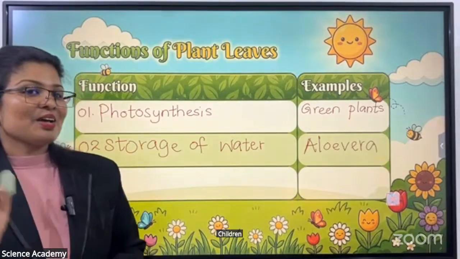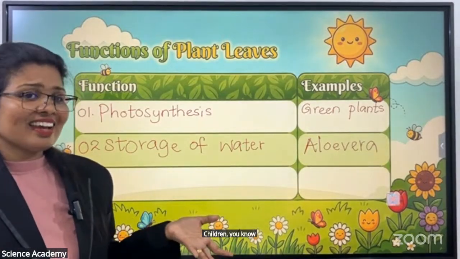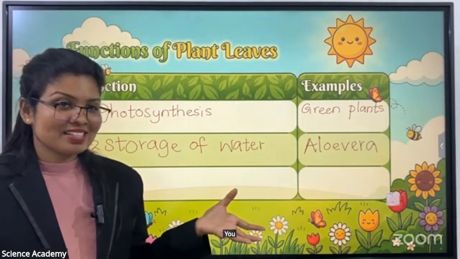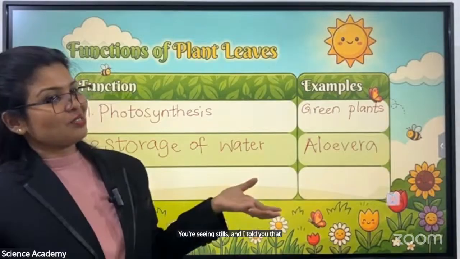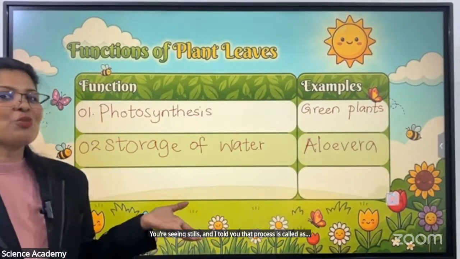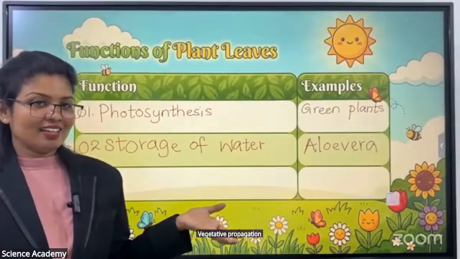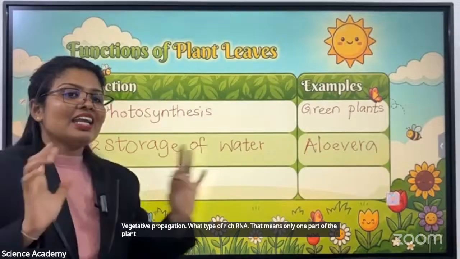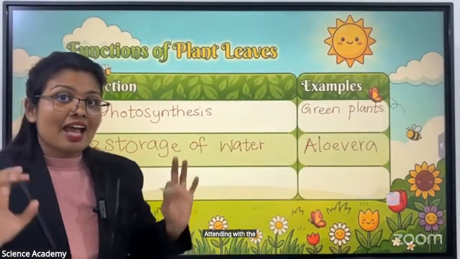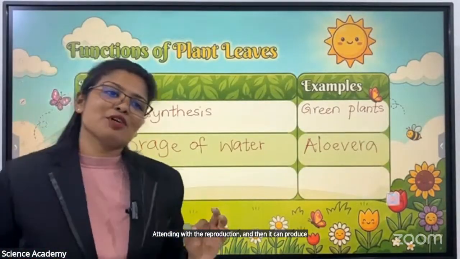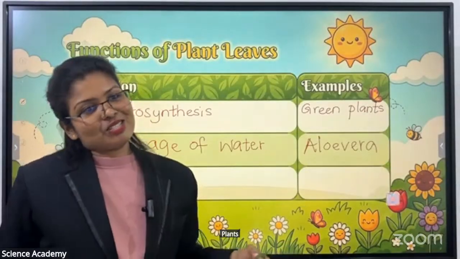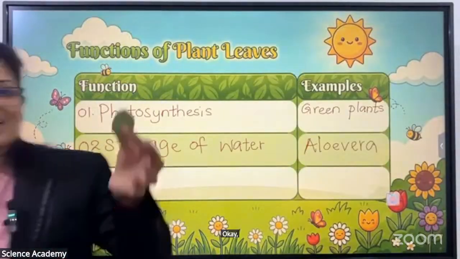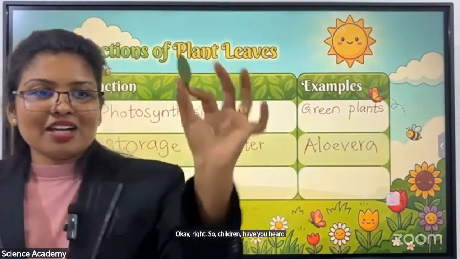Children, we discussed that we can get new plants using roots and using stems. And I told you that the process is called vegetative propagation. Vardaka pracharane. That means only one part of the plant is involved in reproduction, and then it can produce a large number of plants at once. That is called vegetative propagation. Okay, right. So children, have you heard about Akkapana?